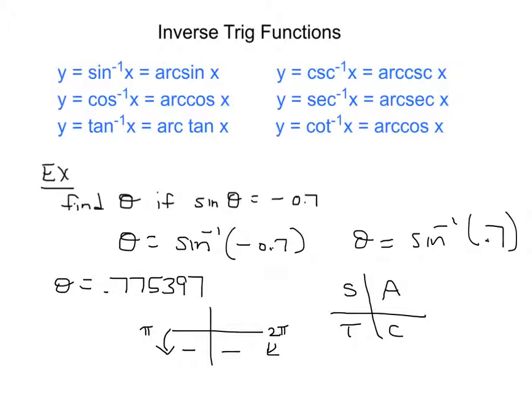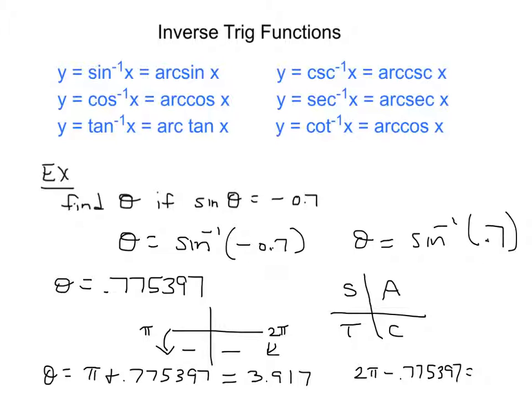So I really am looking at theta is pi plus 0.775397, which is approximately 3.917 rounded to 3 decimal places, and 2 pi minus 0.775397, which is again approximately 5.508.